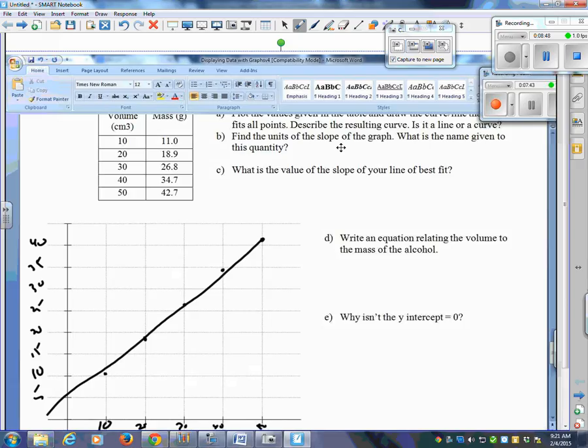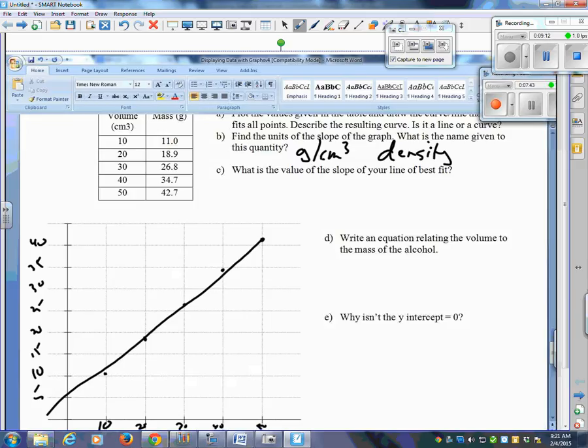Find the units of the slope. Again, it's grams per cubic centimeter. I made it easy. What's the name given to this? This is the density. The slope of the line in every scientific application always means something. It may not mean something easily understood, but it will always mean something. What is the value of the slope of your line of best fit?